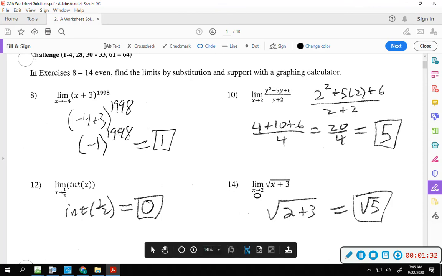14. Substitute, plug 2 in, you get out the square root of 5. Done. And you can check these in your graphing calculator by plugging them in. Okay?